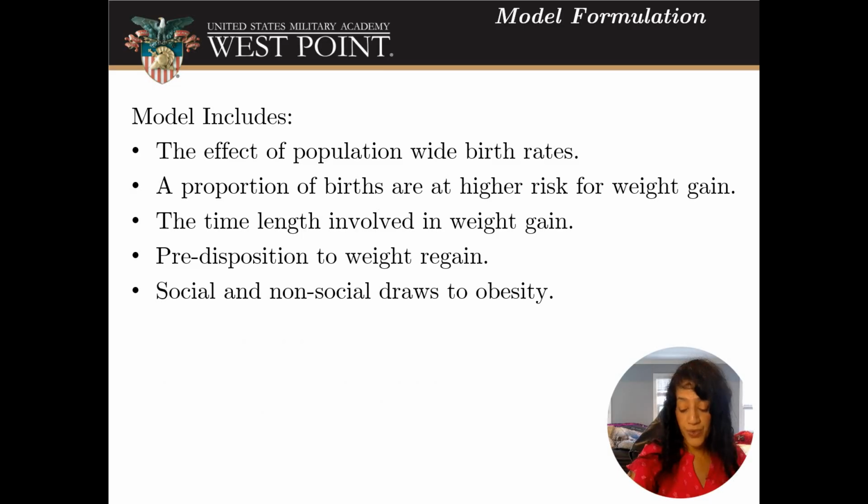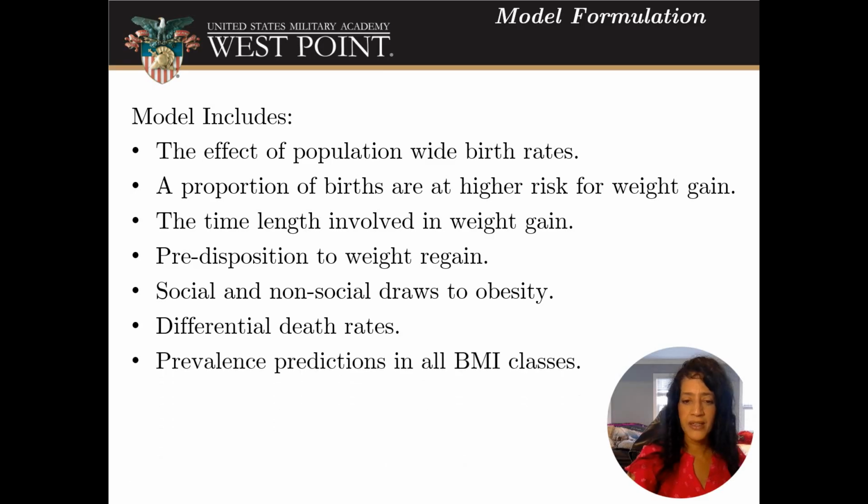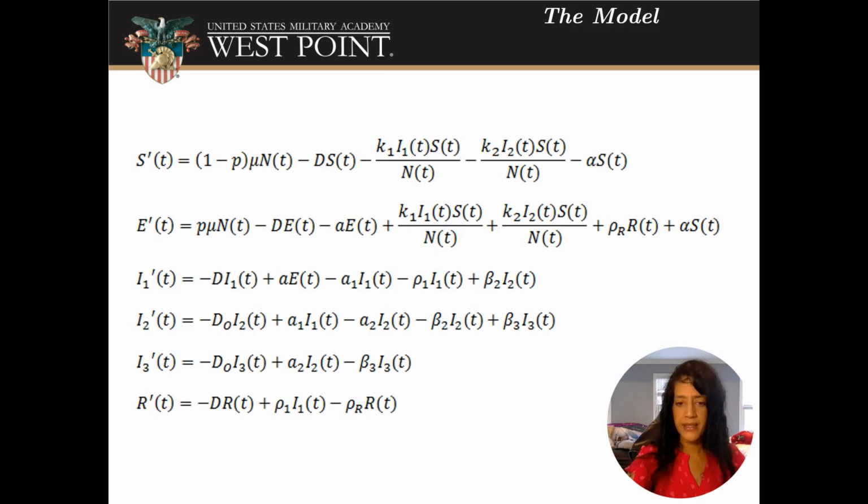There are both social and non-social draws to obesity. Differential death rates was a very important thing that my collaborators felt should be in this paper, so it is, but I did show them later it doesn't have that much effect. And the outcome is prevalence predictions in all BMI classes for adults. By BMI classes, I mean normal, overweight, class 1, 2, and 3 obesity.